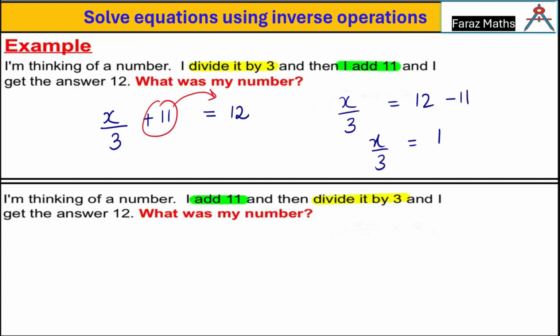Now 3 is in division on the left side, it will multiply on the right side. So x equals 1 times 3, and this will give x equals 3.